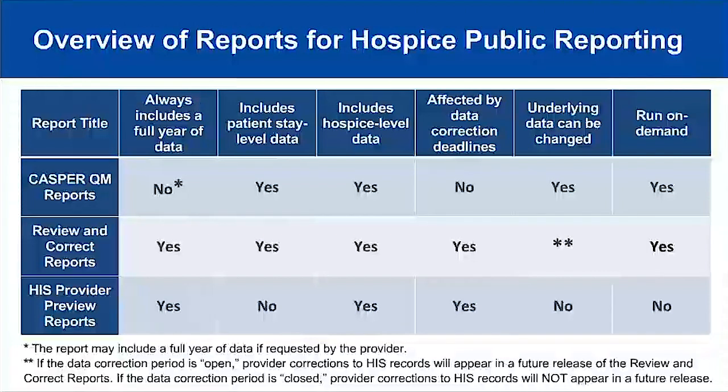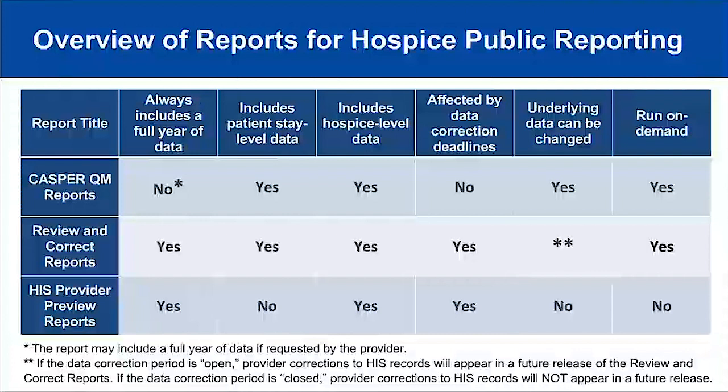And the CASPER QM reports, can underlying data be changed? Yes, it can. And these reports are run on demand by the user. Review and Correct reports, in contrast, do always include a full year of data when you run the report. Do they include patient stay level data? Yes. Yes, they include hospice level data. Yes, they are affected by data correction deadlines.